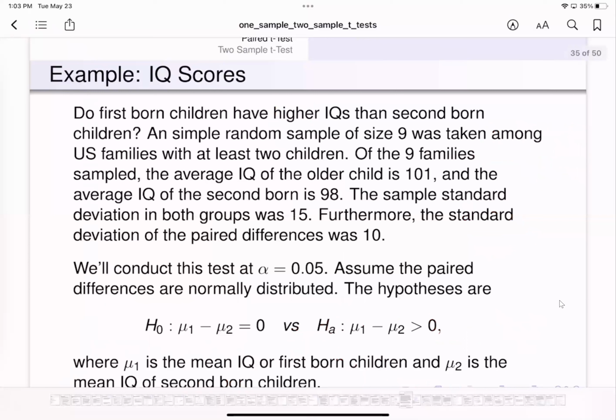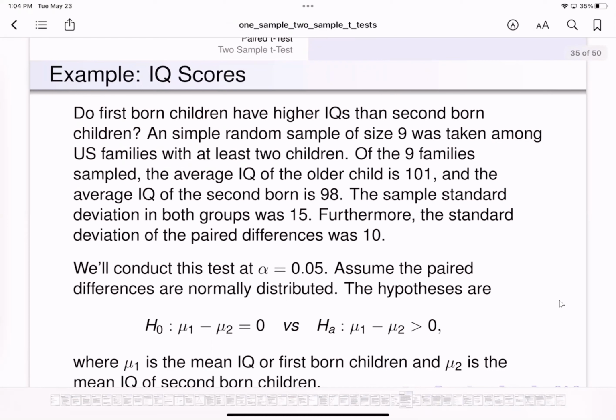Here's an example. In this example, we want to see whether the firstborn children have higher IQ compared to the second-born children. What we have is a random sample of size 9 taken from US families with at least 2 children. Out of the 9 families sampled, average IQ from the older child is 101, and average IQ from the second-born is 98. And the sample standard deviation in both groups was 15. And furthermore, the standard deviation of the paired differences was 10.